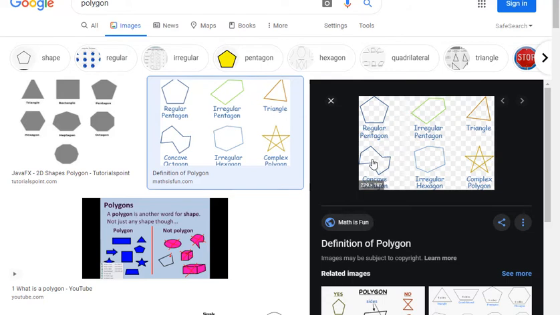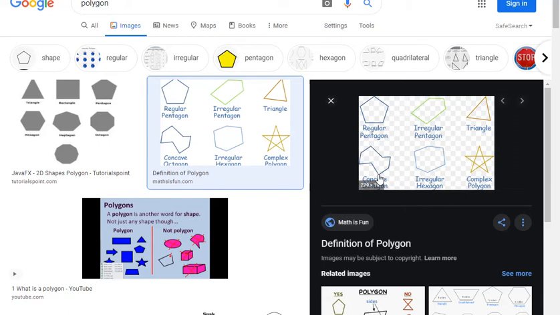Now this can be 3 sides, 4 sides, 5 sides, anything. More than 3 sides, 3 and more than 3 sides. If it's 2 sides only, then it cannot be a polygon. So 3 sides and more, it's a polygon. Now what is a regular polygon?